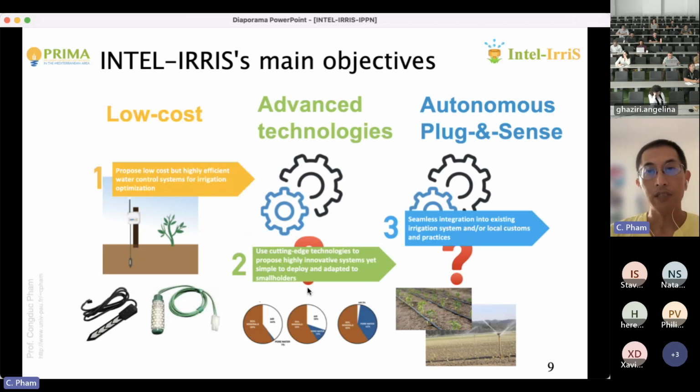So the project has 3 main objectives. First is to provide a low-cost system. This is probably where I'm going to focus regarding the connected stick. Then the advanced technologies to analyze this data: we're going to use advanced calibration of sensors, and advanced prediction and analysis of data. And the third objective is because we're dealing with smallholders who have, let's say, less technological background. Some of them don't even have a smartphone. So what we want is a completely autonomous, plug and sense system.